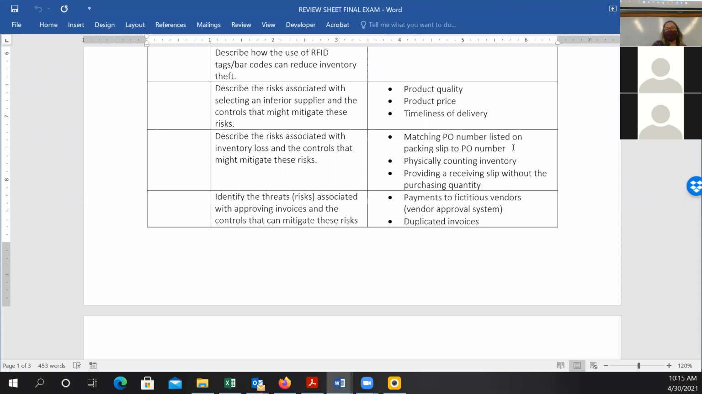That one is helping, Melinda said, making sure you're shipping the right products to the right place. That first one deals with making sure that you are receiving items that your company actually ordered. The next one, physically counting inventory, that gets more into the right count, the right items, and then providing a receiving slip without the purchasing quantity. We talked about that in class. What does that help prevent in terms of loss from theft?